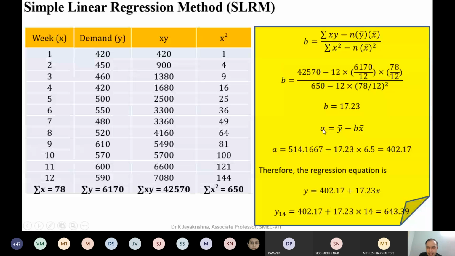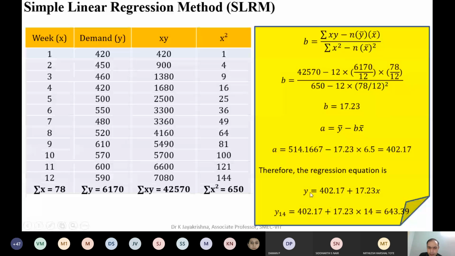Then we know the formula of a as y bar minus b times x bar. Y bar is what? Summation of all y values, that is 6170 divided by 12. So 6170 divided by 12 minus the b value, which we know is 17.23. I'm substituting here, and the x bar value is what? 78 divided by 12. So y bar, if I divide this, I get 514.1667, minus 17.23 times x bar, which is 6.5. When I substitute all the values of y bar, x bar and b, I get the value of a as 402.17.